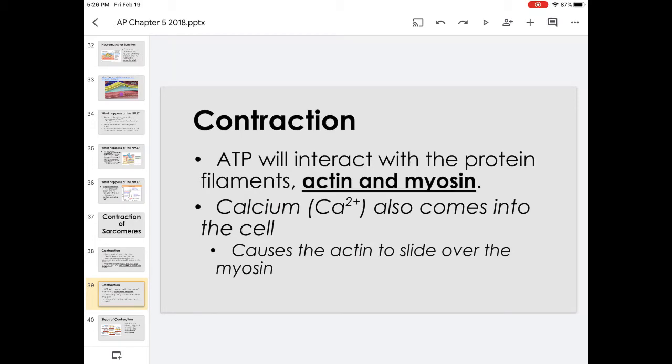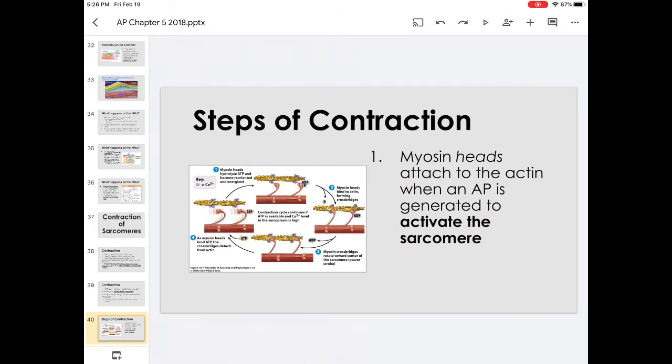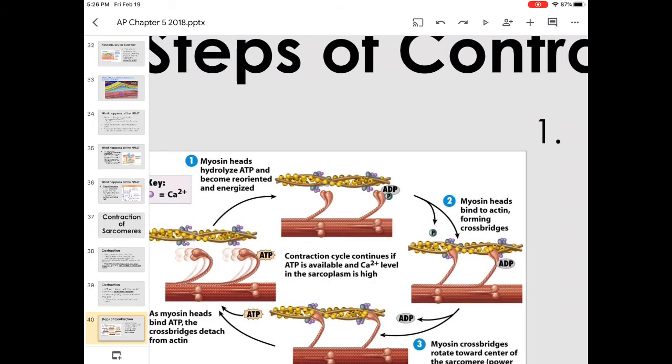ATP is going to interact, like I said, with actin and myosin, which are protein filaments. And while this interaction is happening during a contraction, you are also going to have an input of calcium ions coming into the cell. And this is going to cause actin and myosin to interact. The way that they interact is that the actin is going to slide over the myosin to create this contraction look.